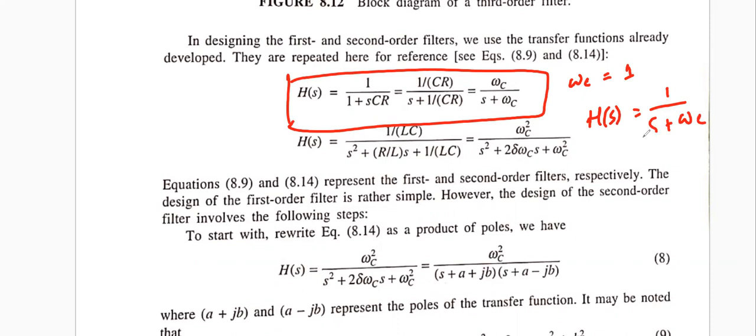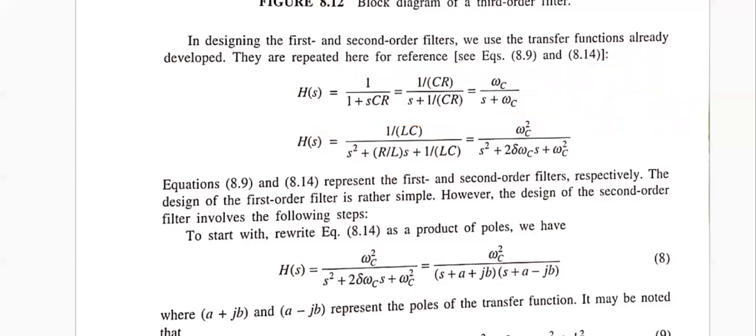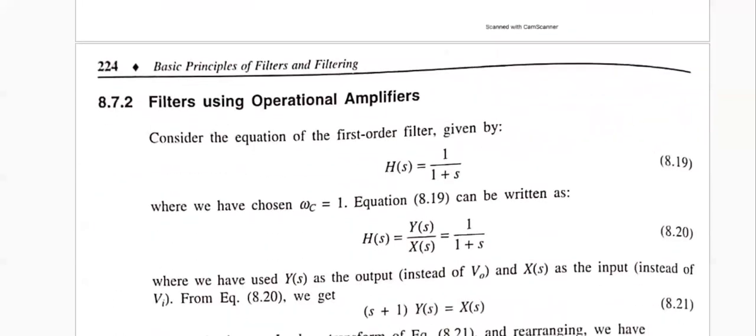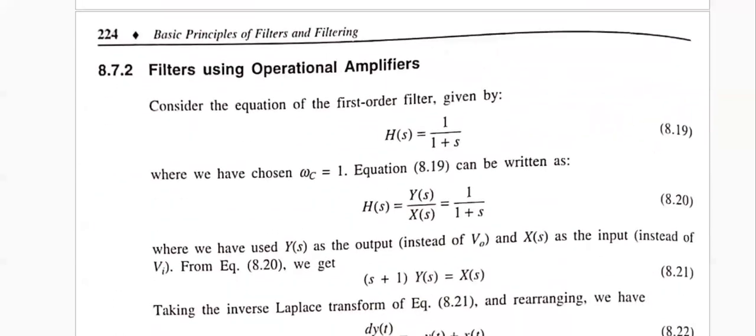Sorry, we can say 1 plus s. So why are we taking omega c equal to 1? Just to make it simple. Afterwards, whenever you have done all the calculation, you can put back any other value for omega c. Whatever the value of omega c, you can replace it and complete your calculation. So there is no problem or harm in taking omega c equal to 1. You can say this is again a normalization of the cutoff frequency.